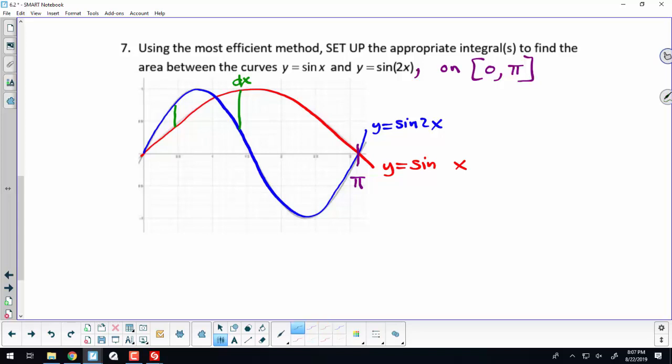Later, I think it's 8.2, we can integrate inverse sine, but it's still not as simple as integrating sine. Okay. So we see this transition point here. We've got to find that intersection. It doesn't matter how you set this up. Eventually, you're going to have to find the intersection points anyway. So it doesn't matter when you do that.